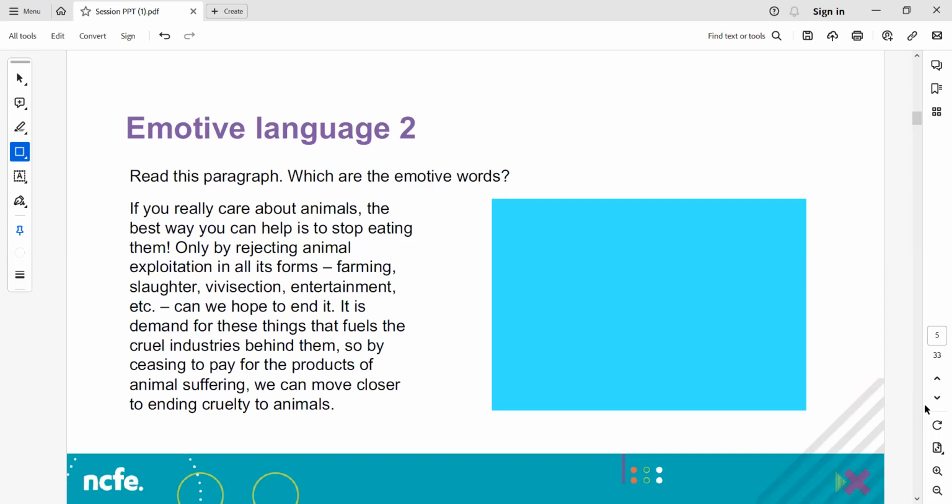So can you pick out any words there that tell us what the writer thinks, and that the writer has used to try and make us think that way as well? Farming and slaughter. Excellent. So we've got slaughter. Any others anyone can spot?